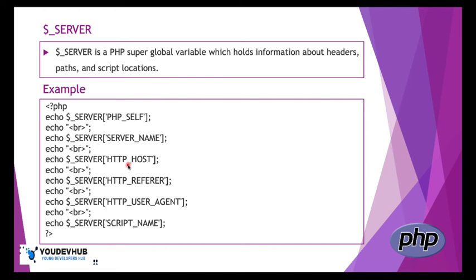Alright, now we have the server. The server is a PHP super global variable which holds information about headers, paths, and script locations. Now we have various types of the server, and we'll be echoing them out to see what they are going to give us. So let's go straight to our text editor.